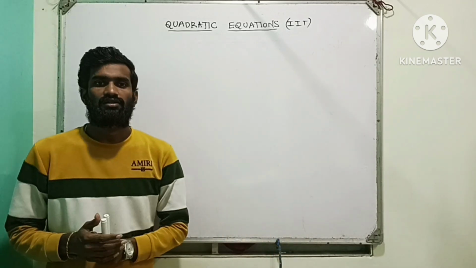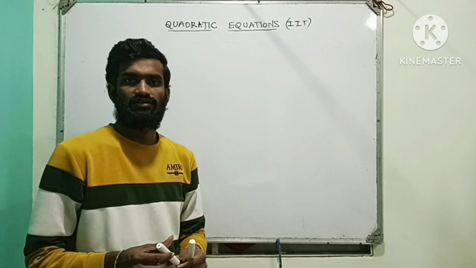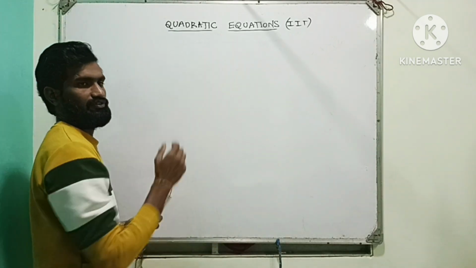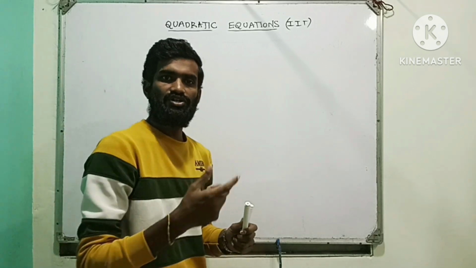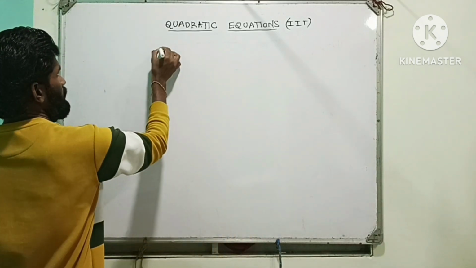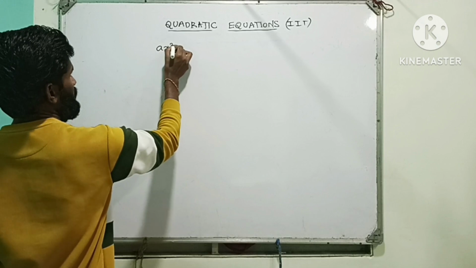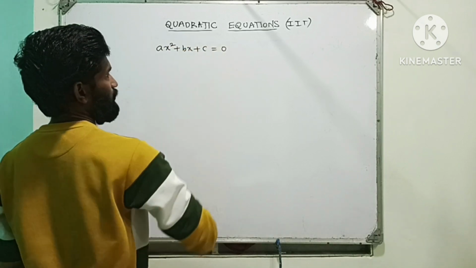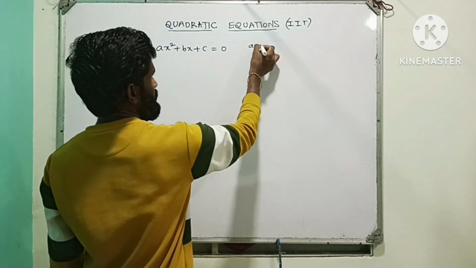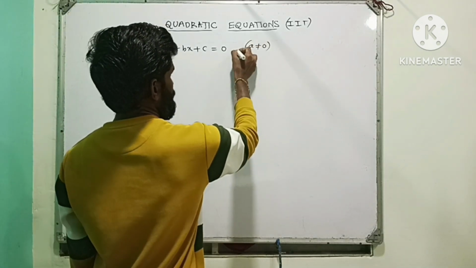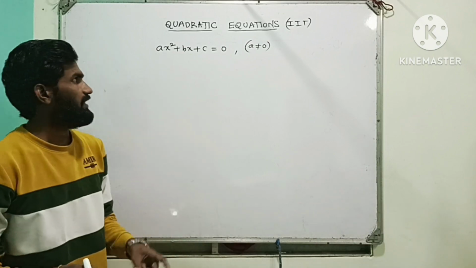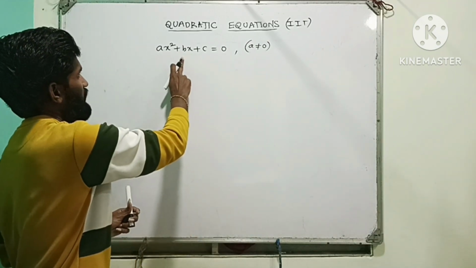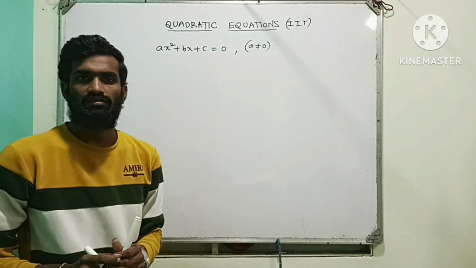Today's topic is quadratic equations. So first of all, what is a quadratic equation? An equation of the form ax square plus bx plus c equals 0, where a is not equal to 0, is called a quadratic equation. Here a, b, c are coefficients.